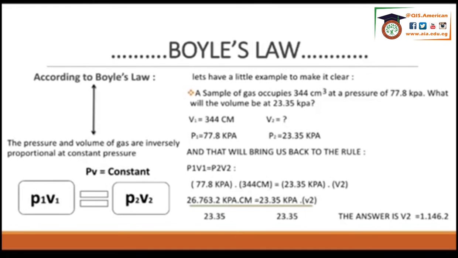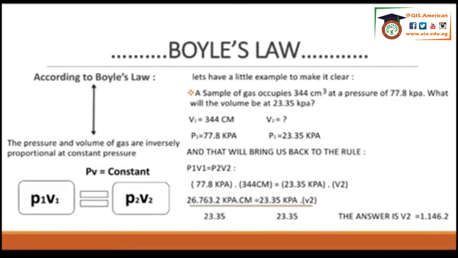A sample of gas occupies 344 cm³ at a pressure of 77.8 kPa. What will the volume be at 23.35 kPa? P1 V1 equals P2 V2. For P1, we're gonna write 77.8 multiplied by 344 equals 23.35 times V2.